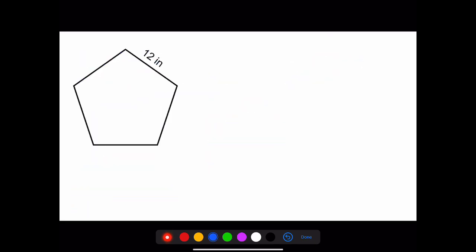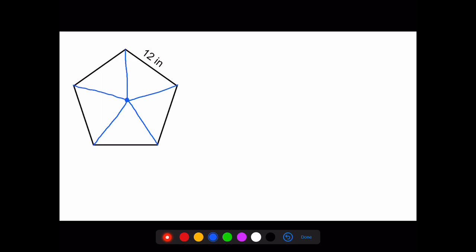So, first thing I'm going to do on this pentagon is I'm going to draw my center point. The reason I do that first is because if I go straight across, I'm not actually going to have my radius. I'm going to have a radius and an apothem. So I go ahead and I start drawing from one vertex to the next and creating all my radiuses within this shape.